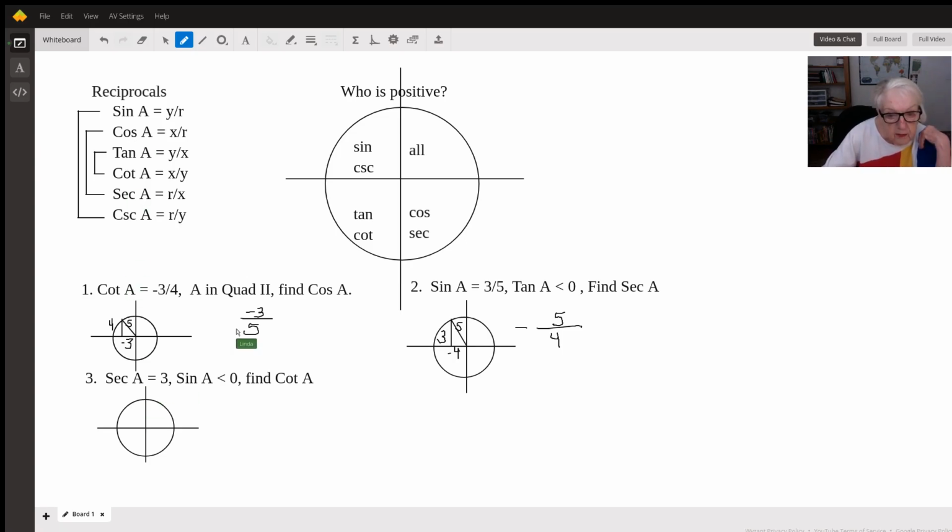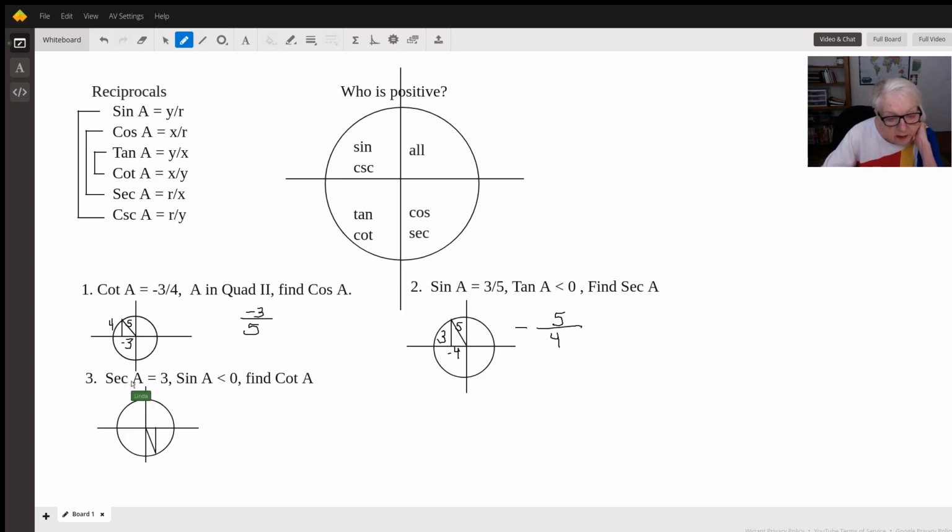So the cosine is positive in the first quadrant and the fourth quadrant. The cosine is positive. This says that the sine is negative. The sine is negative in the fourth quadrant and the third quadrant. So where do those two things overlap? We want the sine to be negative and we want the secant to be positive. So this is going to go in the fourth quadrant. And we're going to draw a triangle there in the fourth quadrant.